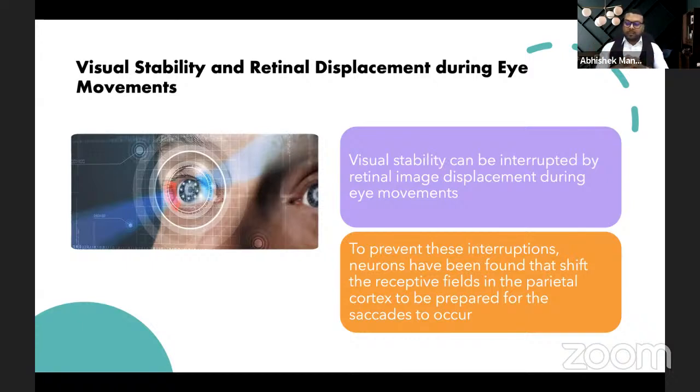Now, to prevent these interruptions, what neurons do is shift the receptive fields in the parietal cortex to be prepared for the saccades to occur. Before you even initiate a saccadic eye movement to look from one point to the other, your brain actually prepares within a few milliseconds. Your brain prepares how you need to initiate the eye movement, let's say looking from left to right or right to left, or considering a vertical eye movement from top to bottom or bottom to top. This stimulus needs to come from the brain, so that you can perform as soon as the task has been given to you.